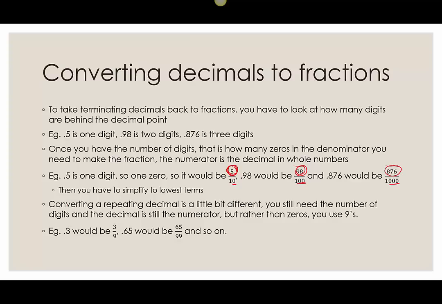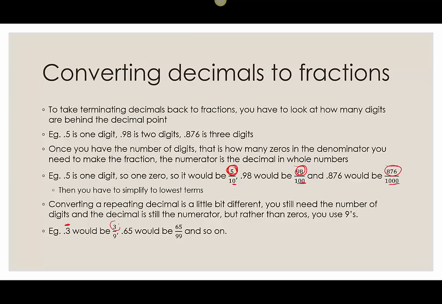Converting a repeating decimal is a little bit different. You still need the number of digits and the decimal is still the numerator, but rather than zeros, you use 9s. So 0.3 repeating would be 3 over 9 because it's 1 digit, so only one 9, but no 1 in front of it this time. Remember that division by 10 will always give you a terminating decimal. All right, so division by 9 will always give you a repeating decimal. So if this is a repeating decimal, it has to be over 9. Okay, so rather than a 10, you just drop it down 1 to a 9.